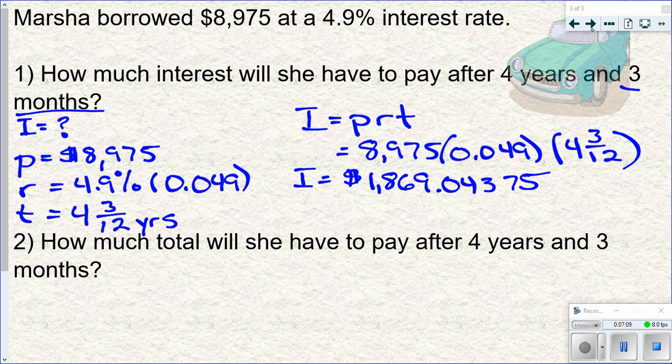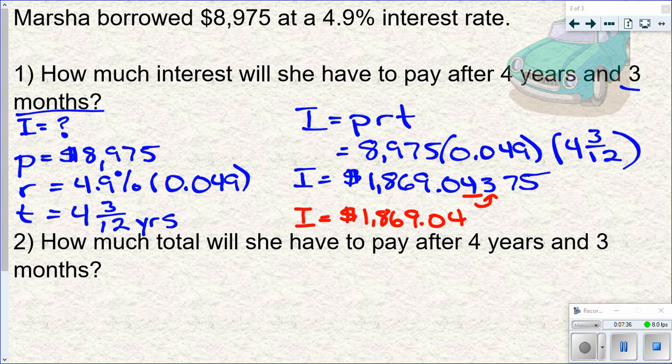Now this is money, so you can only have 2 numbers after the decimal. I underline the second number, I look to the right. There's a 3. 4 or less, I keep this. 5 or above, I increase this by 1. So my final answer is that the interest is $1,869.04.